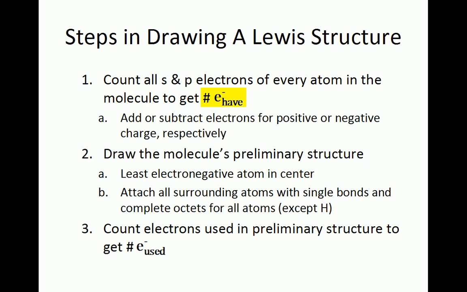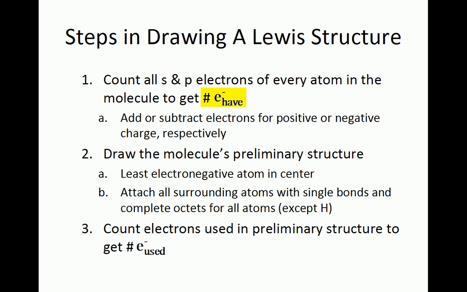Next, draw the preliminary structure by placing the least electronegative atom in the center, attaching the surrounding atoms with single bonds, and completing the octet of every atom in the structure with lone pairs, so every atom is surrounded by 8 electrons. Hydrogen is an exception to this rule, as it will only have the 2 electrons from the bond surrounding it and will never have lone pairs.